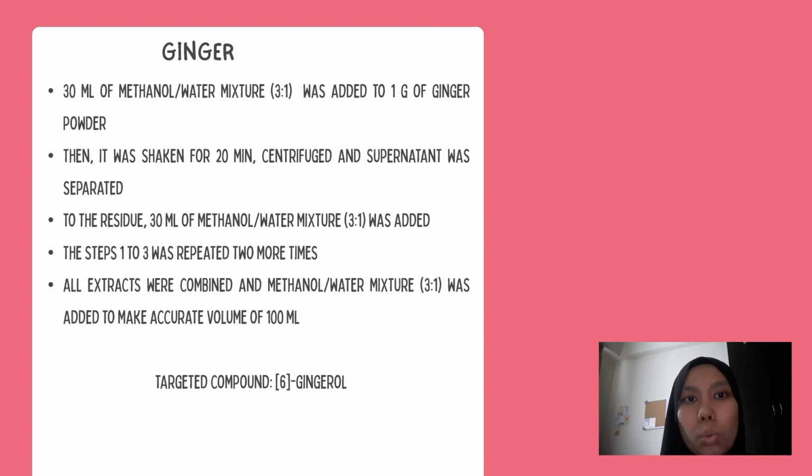Then steps 1 to 3 were repeated 2 more times, and all the extracts produced were combined and methanol or water mixture in the ratio of 3:1 was added to make an accurate volume of 100 ml. Then we got our targeted compound. The targeted compound in ginger is 6-gingerol.